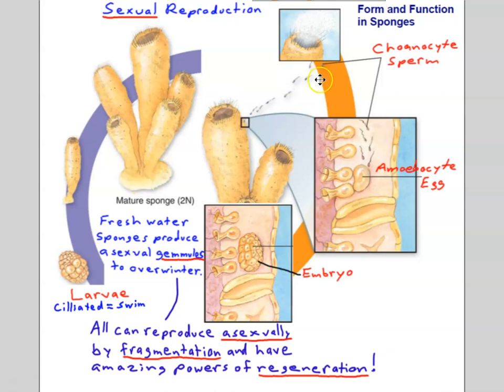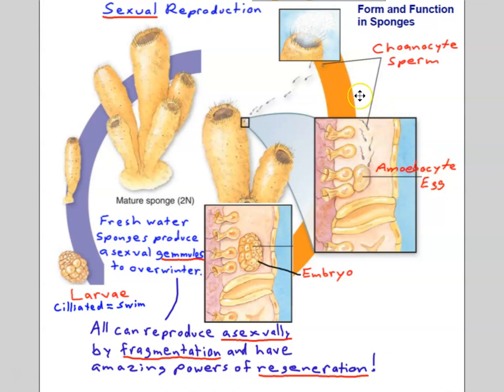You already know a little bit about their sexual reproduction. One sponge will release choanocyte sperm, and I'm calling it choanocyte sperm just to remind you that choanocytes differentiate into the sperm. So one sponge will release choanocyte sperm, and that sperm will swim through the water, and just hopefully the sponges are close enough together that the sperm can find another sponge that has produced amoebocyte eggs. And I'm calling that an amoebocyte egg just to remind you that amoebocytes differentiate into eggs.